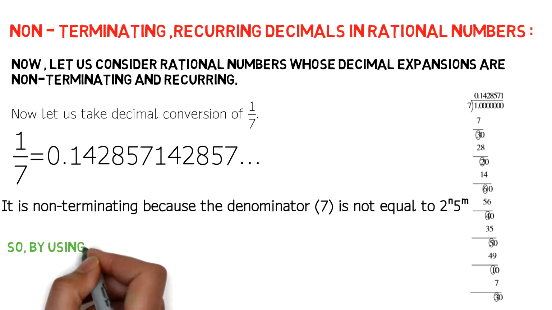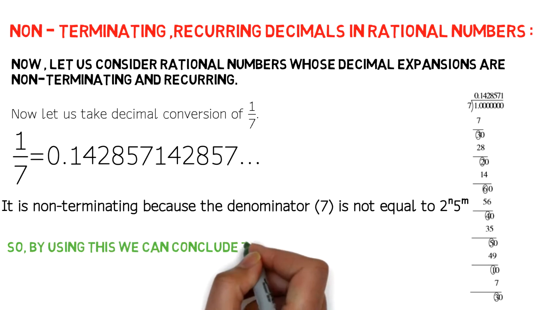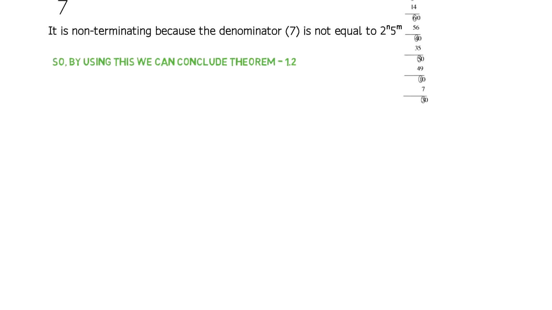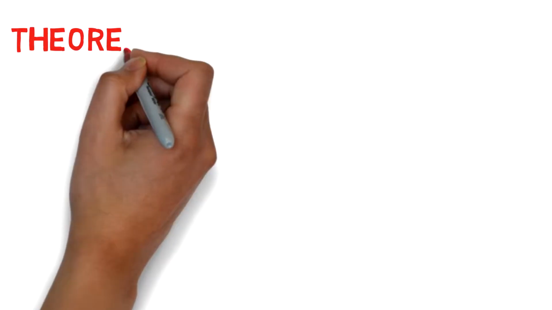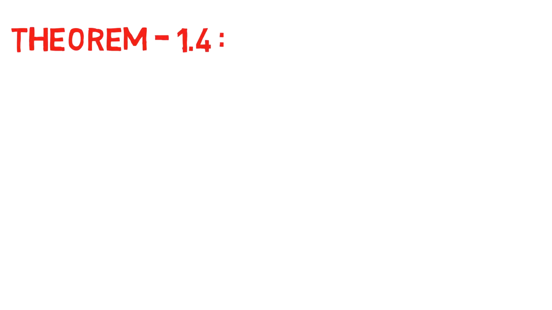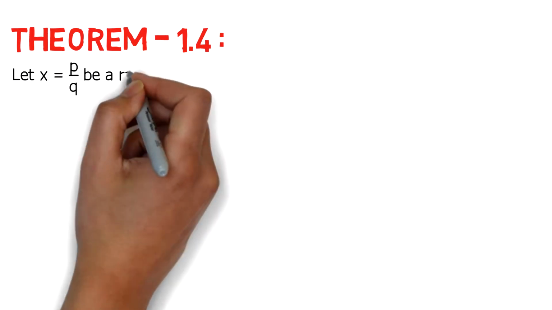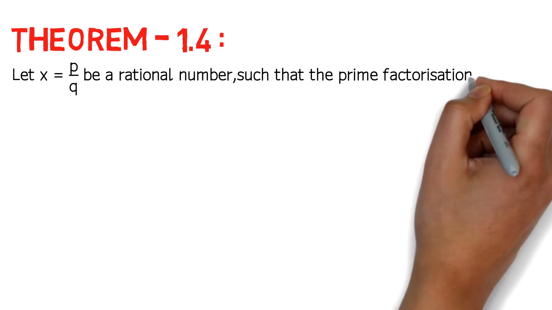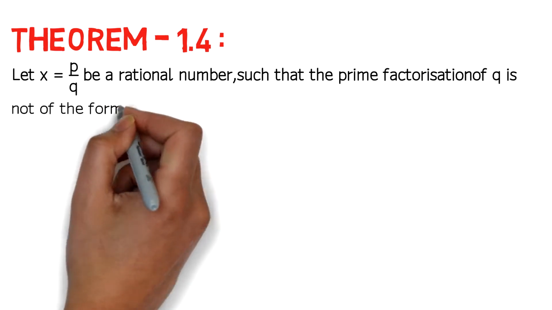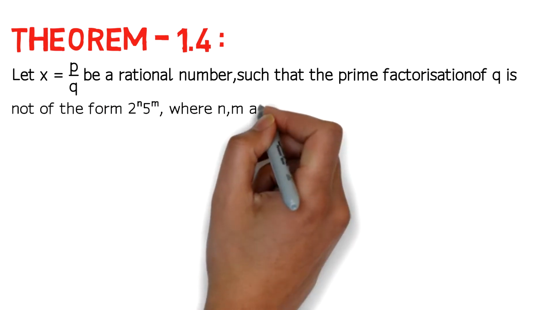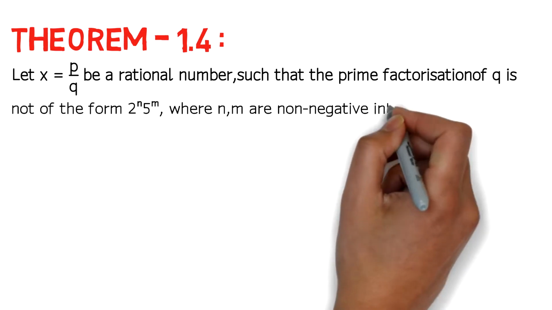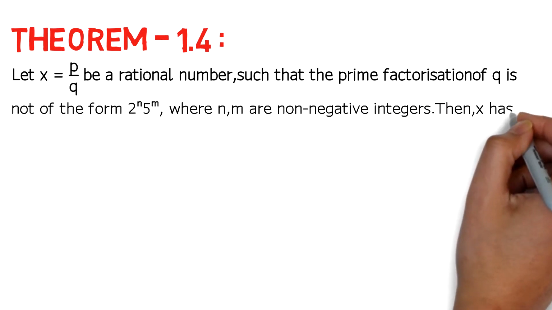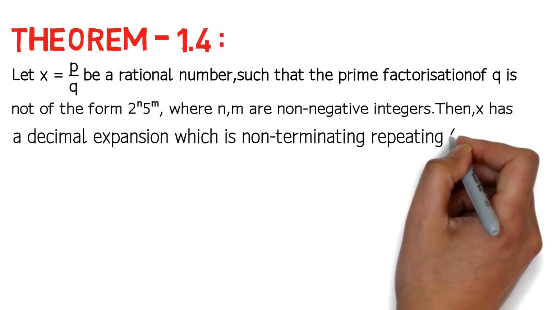So by using this we can conclude theorem 1.4. Theorem 1.4. Let x equal to p by q be a rational number such that the prime factorization of q is not of the form 2 power n into 5 power m, where n, m are non-negative integers. Then x has a decimal expansion which is non-terminating repeating.